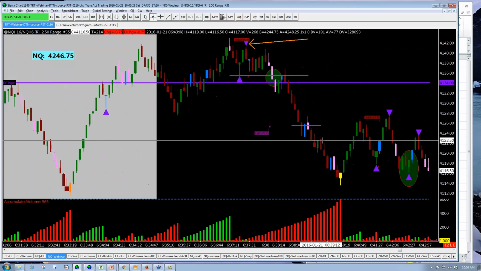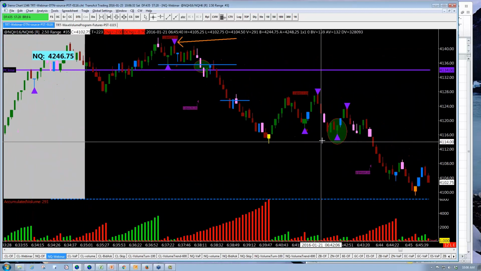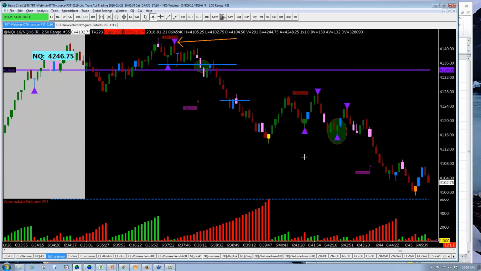If we just keep going, getting a long signal here, which I have zero interest in given the trend, and then a short signal there, and so I shorted it right there. All right, you get a little bit of a bounce here.